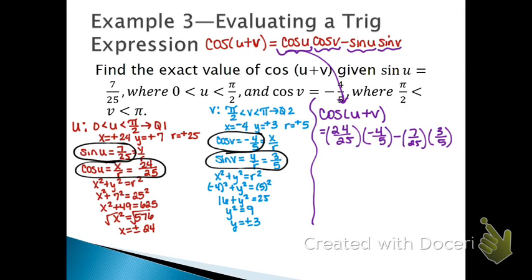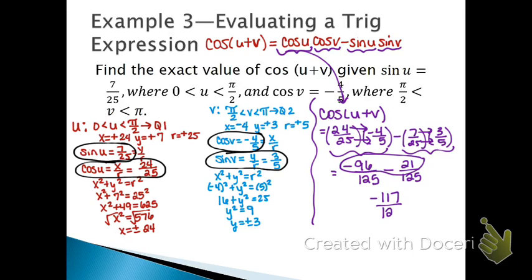And then with common denominators, can't we just change the 5 to a 25? And multiply? We're multiplying first. So just multiply these two. So remember, multiply straight across. So what's that? Negative 96 over 125. We can do that. Minus, we're multiplying here, so again, straight across. So 21 over 125. Yep. Add them together, or combine them together. What's negative 96 minus 21? Negative 117. Yep. Negative 117 over their common denominator.